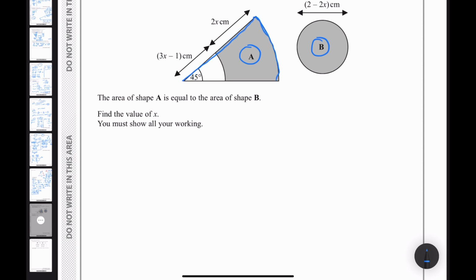In this sector, we have to find out the area of the bigger sector minus the unshaded area. So we'll get the shaded area. Okay, so total minus unshaded.